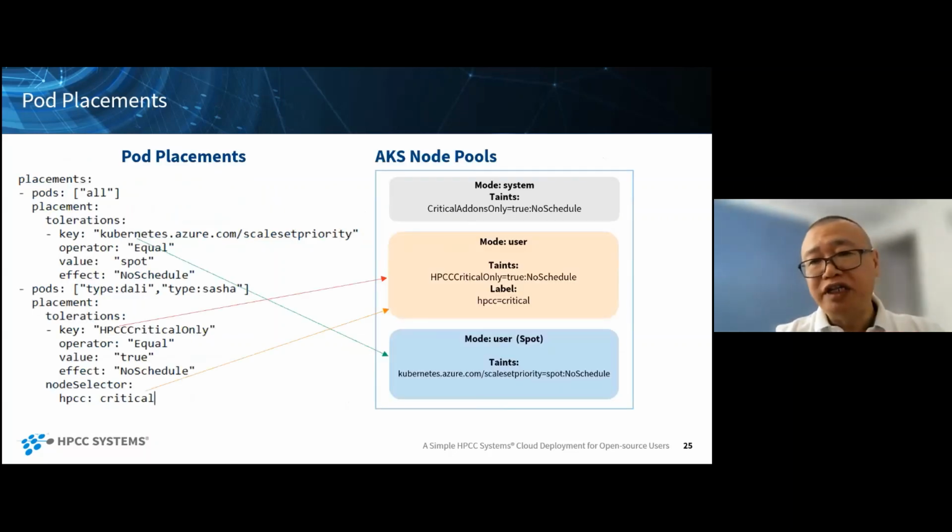So for example, you have 3 node pools. One is the system, another is the normal user node pool, and also you have a Spark node pool. So for the pod placement, first you want to have a definition for all. So you will allow all HPCC pods to be assigned to the Spark instance. And then we want to restrict Dali and Sasha only to the middle node pool. So you will have a toleration for that node pool, and also you want to add the node selector. This way you can enforce that Dali and Sasha go to that middle node pool.